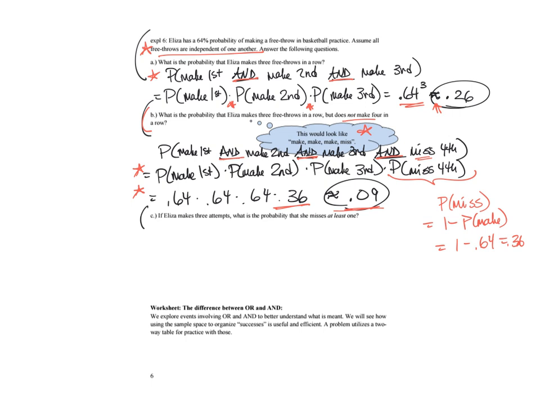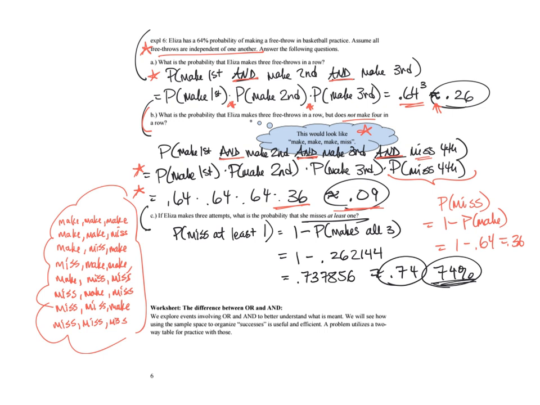Let's have you take a look at letter C. Pause me and try it out. Notice it's an at least probability. So for part C, once again, I'm talking about the probability of something happening at least once, and so I can think about that as a complement.